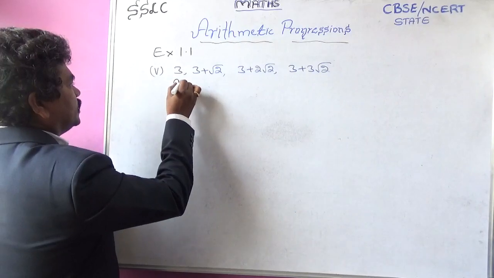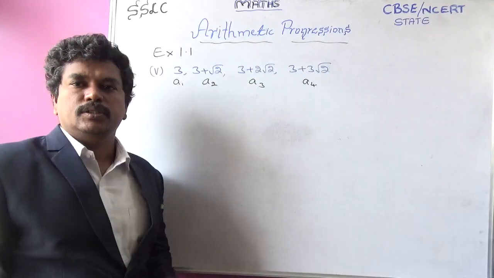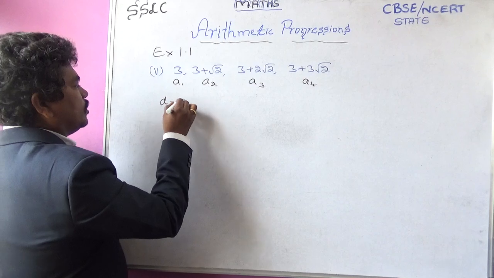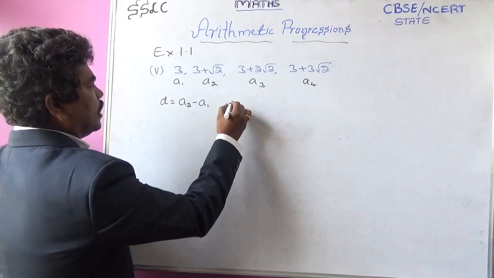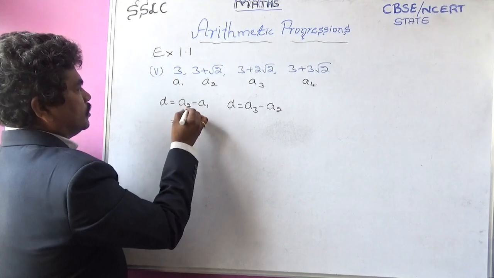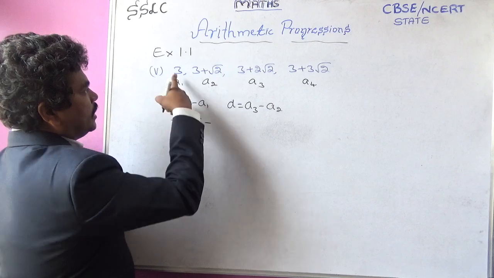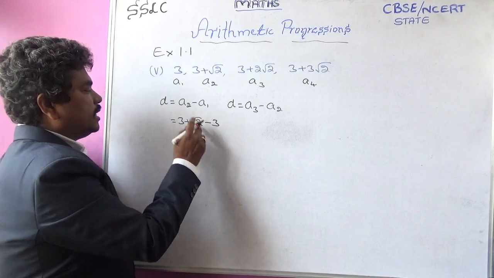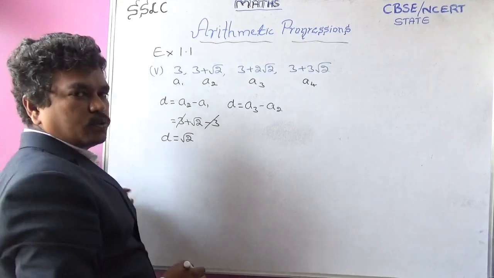Here this one is A1, A2, A3, A4. So here we have to find out the value of D. D is equal to A2 minus A1, and also we have to find out D is equal to A3 minus A2 also. So here A2 is 3 plus root 2 minus A1 is 3. You observe here it is plus 3 and here it is minus 3. Both get cancelled, that is equal to root 2. D is equal to root 2.